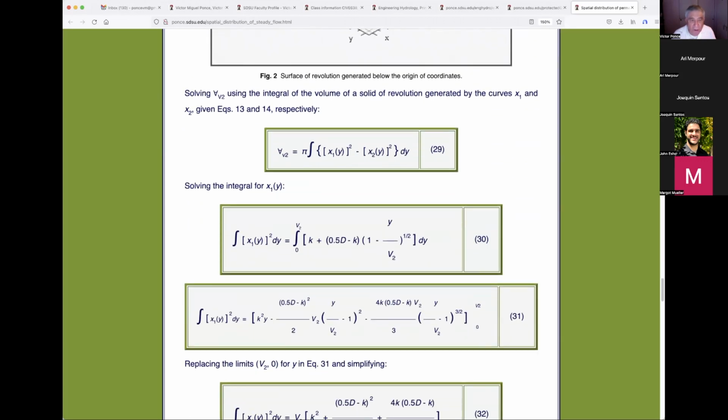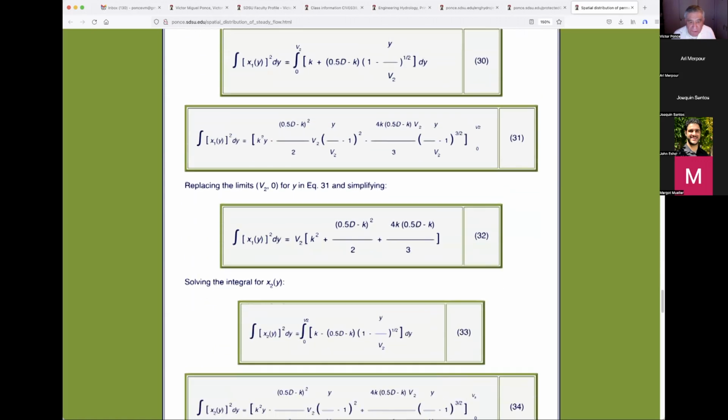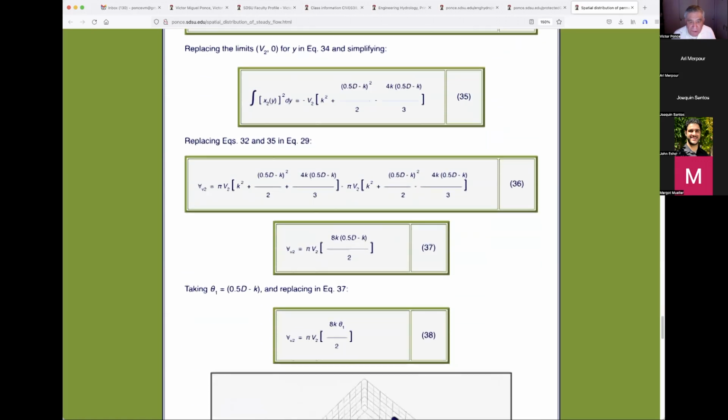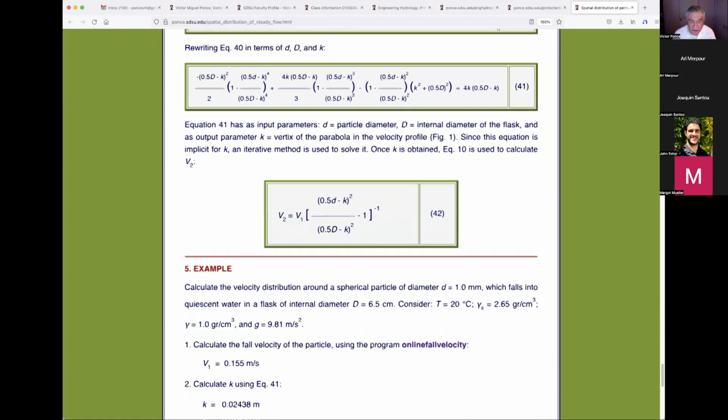And continuing with the volume integrals, or shear, and this is the actual surface being generated with MATLAB. I'm sorry, not MatCat, MATLAB. So that's the parabola upstream and the parabola downstream. We continue with the calculation.